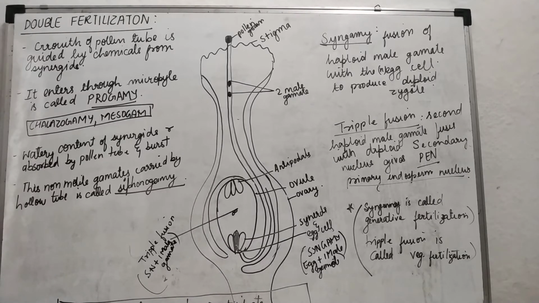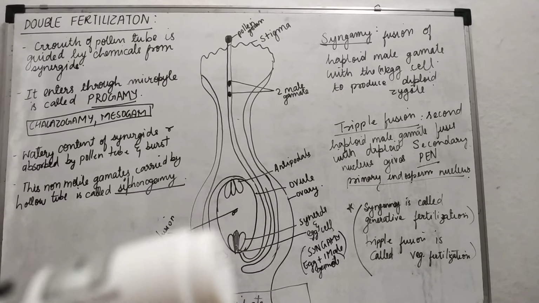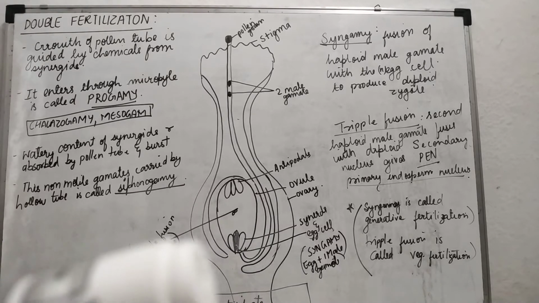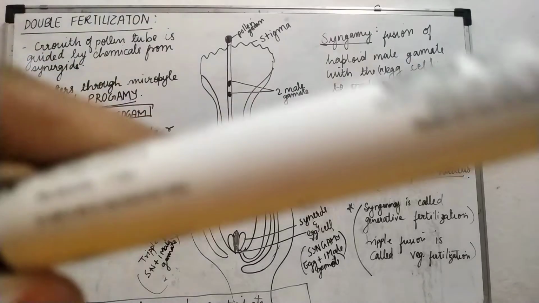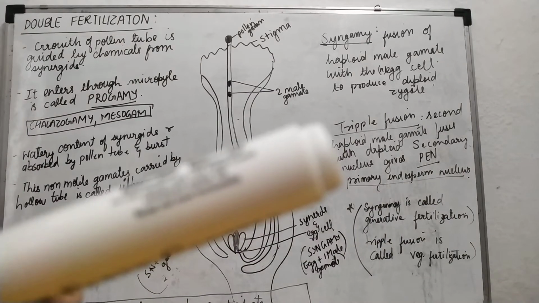Once we ended till the release of the pollen tube content due to the absorption of the watery content of the synergids, now here the process of syngamy starts. There are two processes in double fertilization. The one is syngamy and the second one is triple fusion.